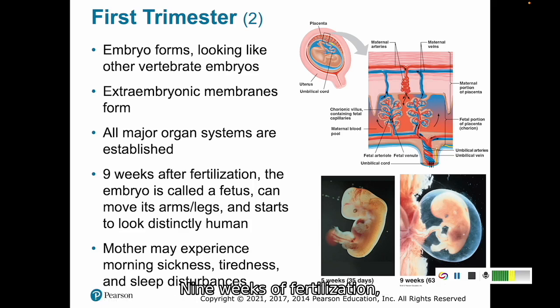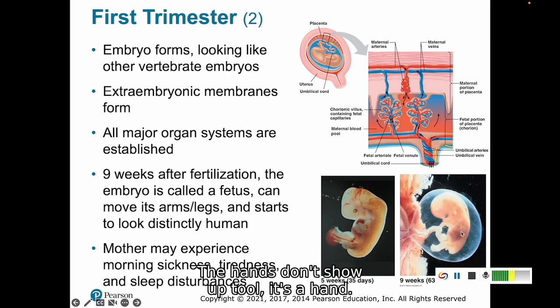At 9 weeks of fertilization, the embryo is officially called a fetus. So at this stage, it is a fetus. It can move its arms and legs. It can start to look, it looks like a person, right? You can see here's a head. The hands don't show up too well. It's a hand. Here's feet. Here's its body. It has an eye. It has a nose. It has a little ear. It looks like a human.